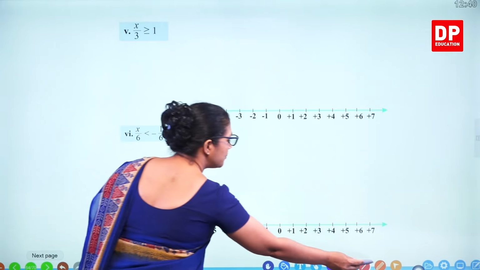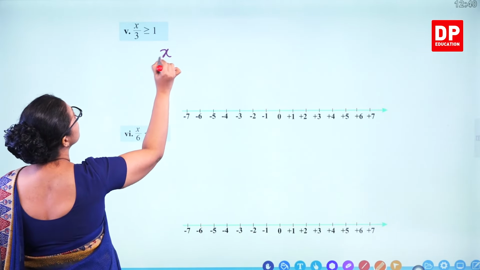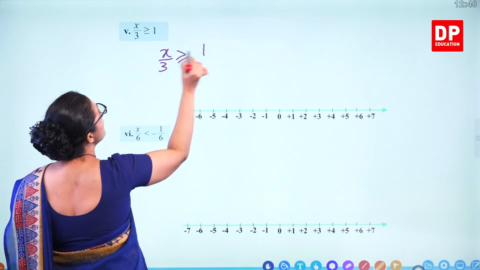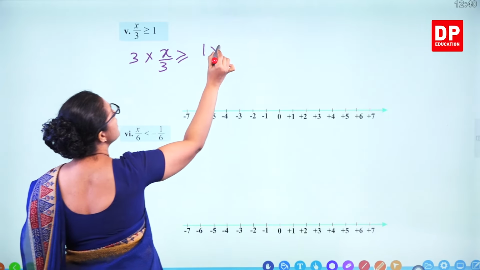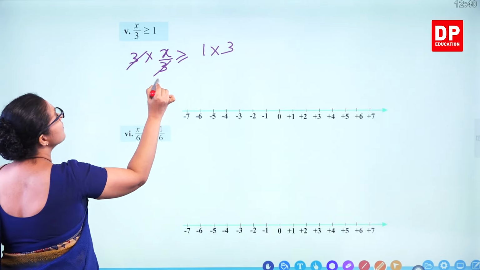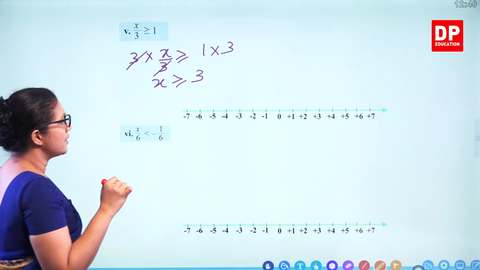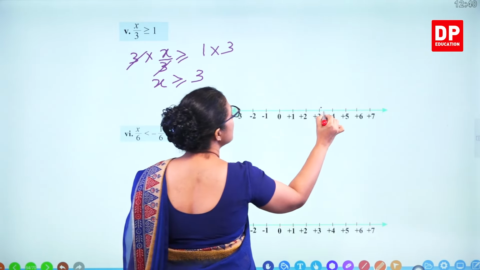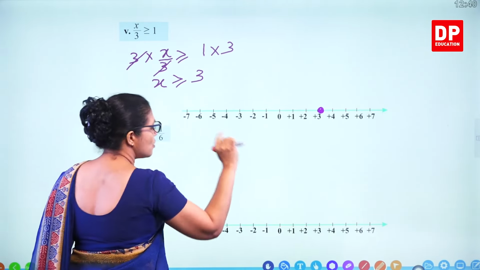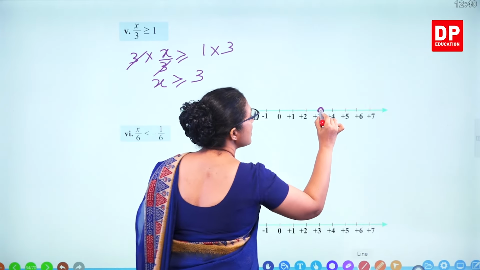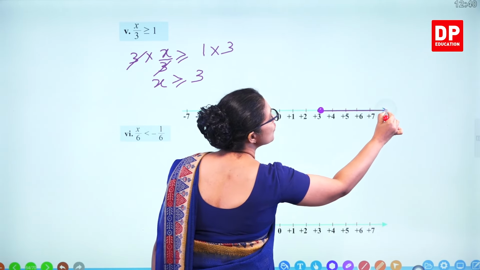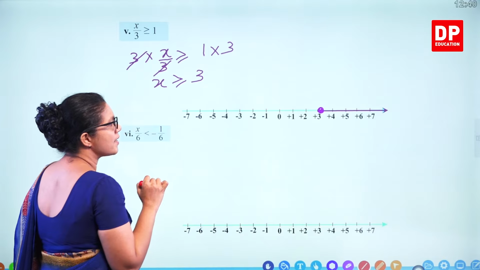X over 3 is greater than or equal to 1. Multiply both sides by 3. Nothing happens to the sign. X is greater than or equal to 3. So draw a solid circle and then towards the right hand side. You can draw any value towards the right hand side.